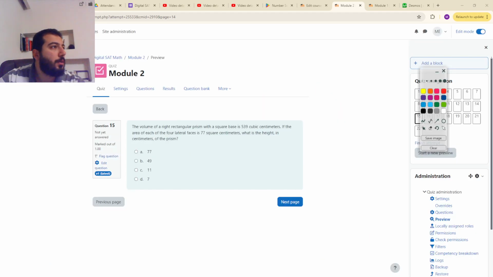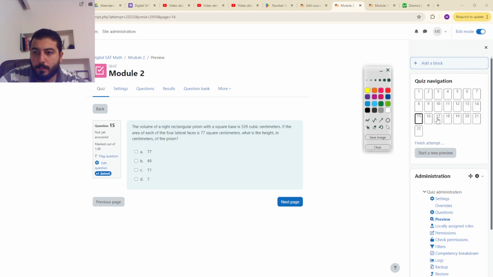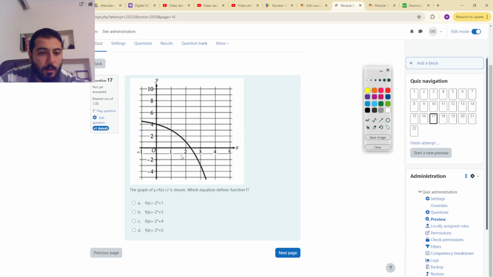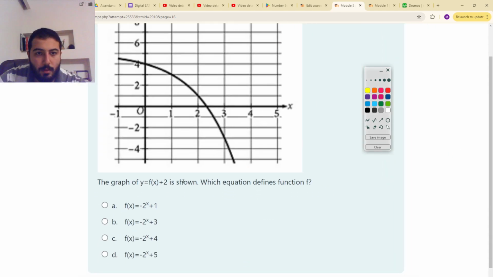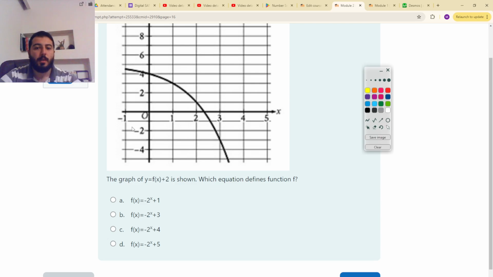Question number 17. He's saying that the graph of y equals f of x plus 2 is shown above. Which of the following defines the function f of x? This is f of x plus 2. So to get f of x, what should we do? We should remove this 2. We should do minus 2.